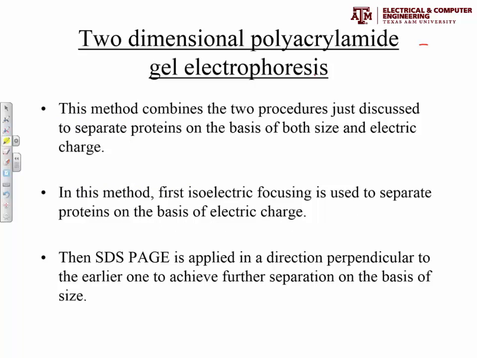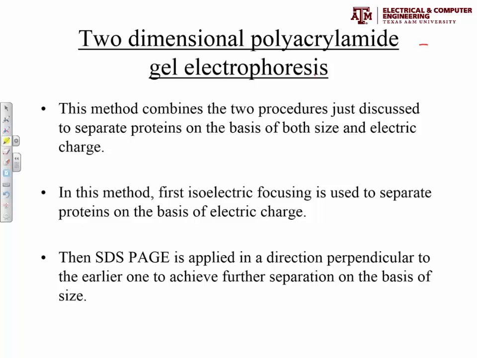And now if you want to separate out proteins both on the basis of size and charge, you can run this in two perpendicular directions. So this method, the two-dimensional polyacrylamide gel electrophoresis, combines the two procedures just discussed to separate proteins on the basis of both size and electric charge.